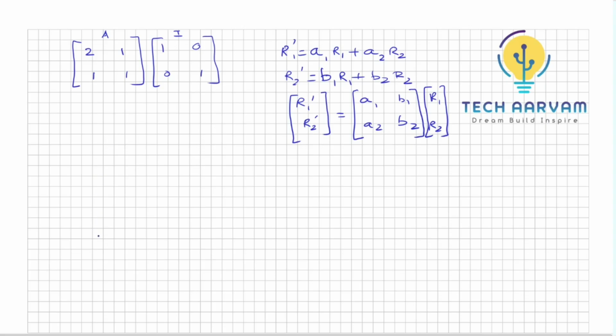We will get the identity matrix on the left side and A inverse on the right side. So that is what we are going to do. The goal here is to start from A and do a set of row operations.